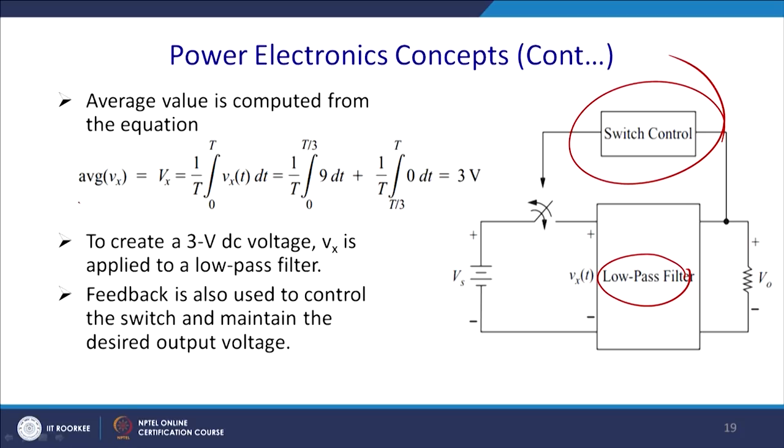So, this is the average value of it, this is a time interval, and to create 3 volt, we will be passing it to the low pass filter to suppress the high frequencies, and feedback is also required to give a precise control of the converter.